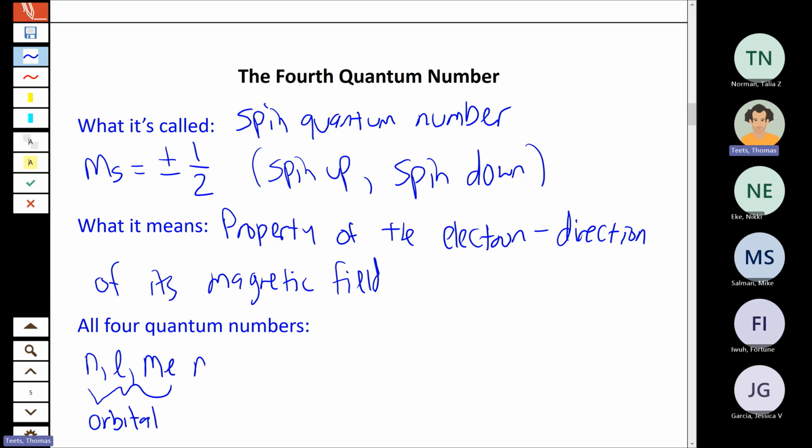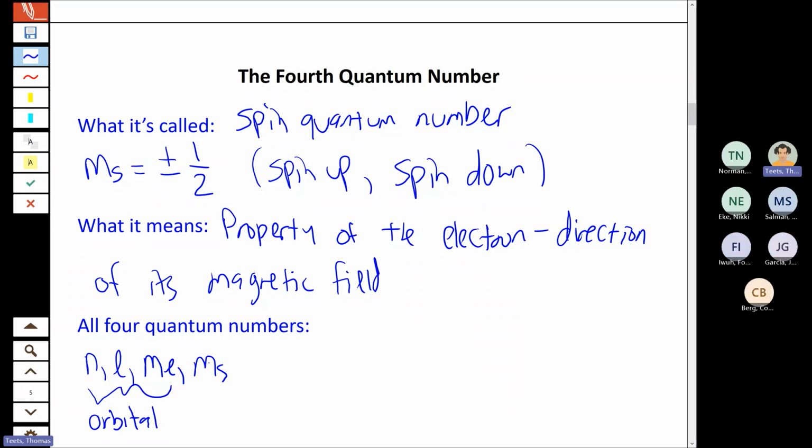But then that electron is also going to have its own associated M sub S value. So it'll have a fourth quantum number, M sub S, that also is specific to that electron. All right. So the whole point then is that for however many electrons we have in our atom, each one is going to have a set of M sub L and M sub S values associated with it.